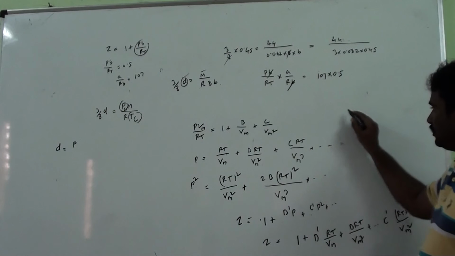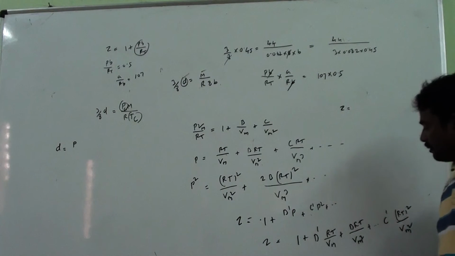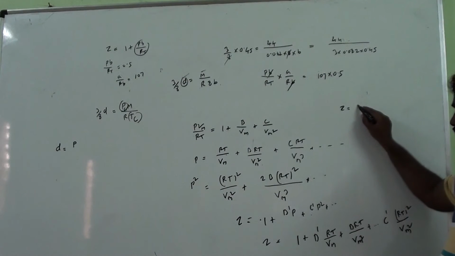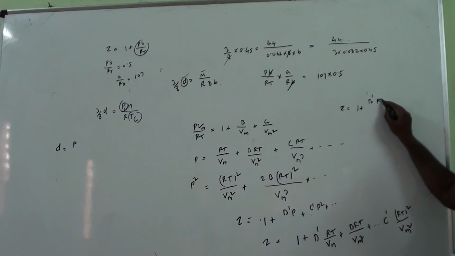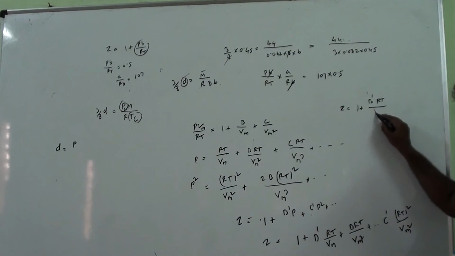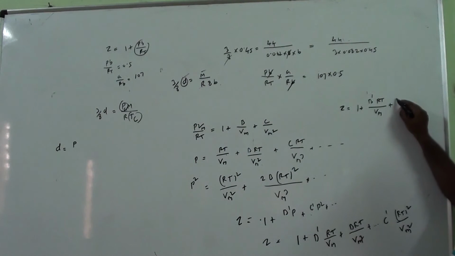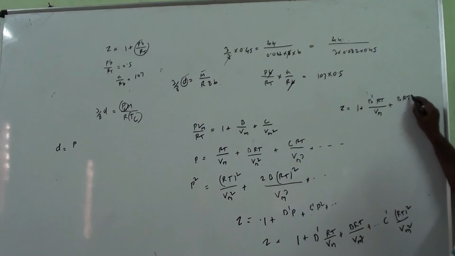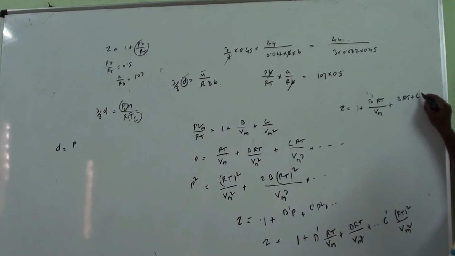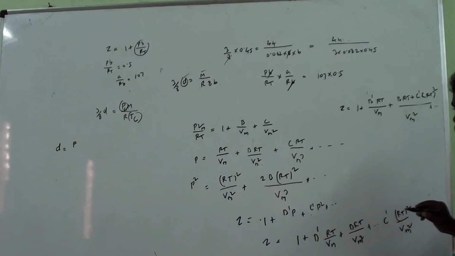So Z equal to 1 plus, take common. Z equal to 1 plus B dash RT by Vm plus BRT, plus C dash RT whole square by Vm square. B dash is common for both terms. Vm, BRT.